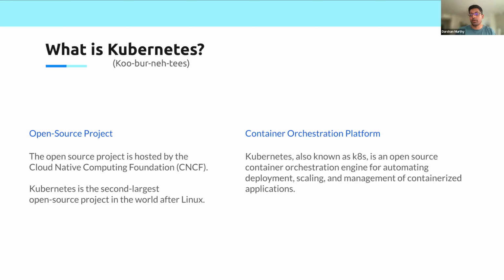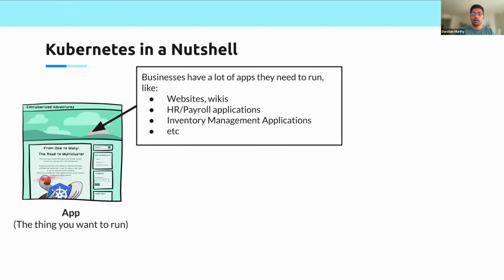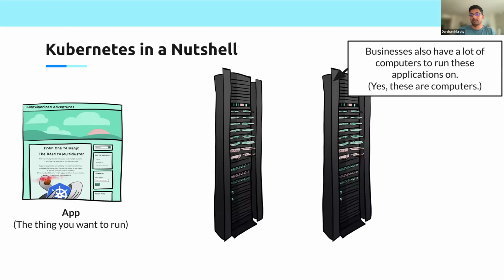And the cool thing Kubernetes does is orchestrate containers. Let's go over what that means in a very brief note. Businesses may have applications that they need to run. For example, they may have a payroll application, a logistics application, and a company website. These applications need to run somewhere, so businesses have a lot of computers to run these applications on.